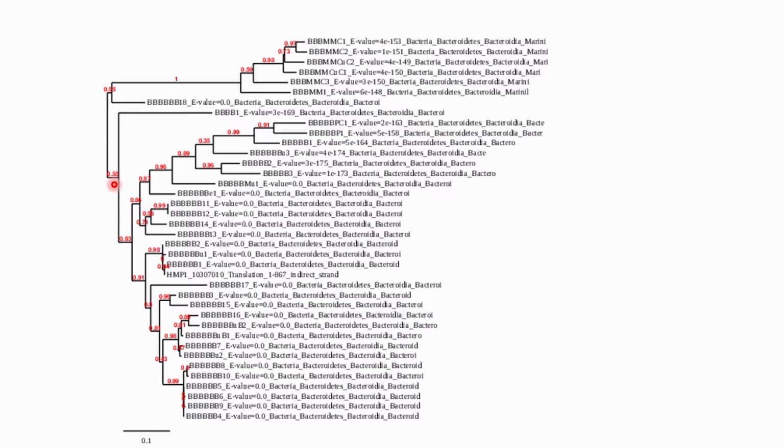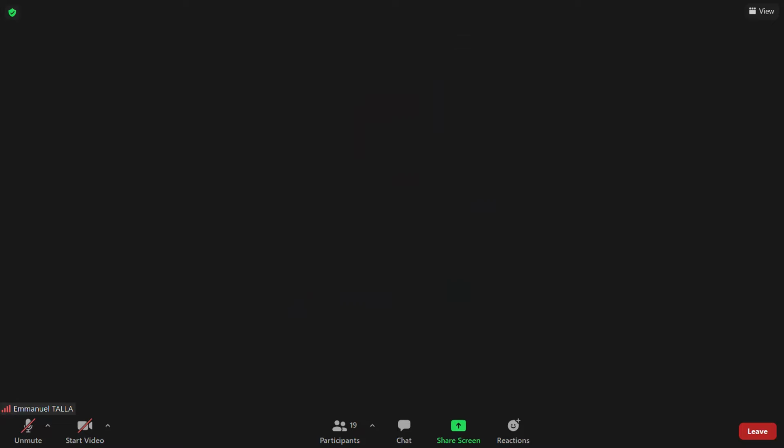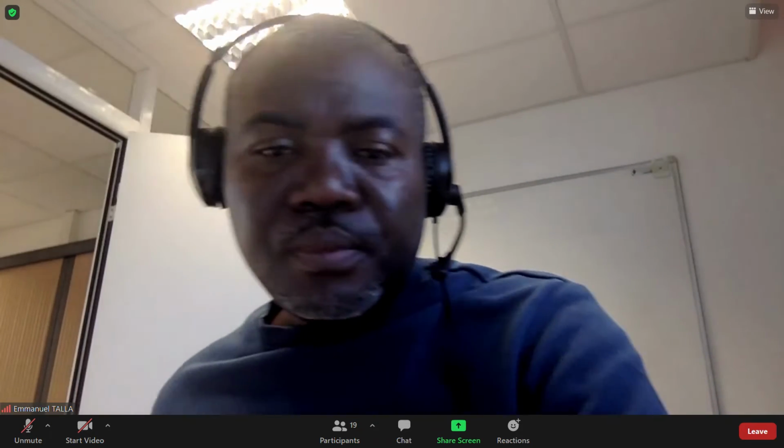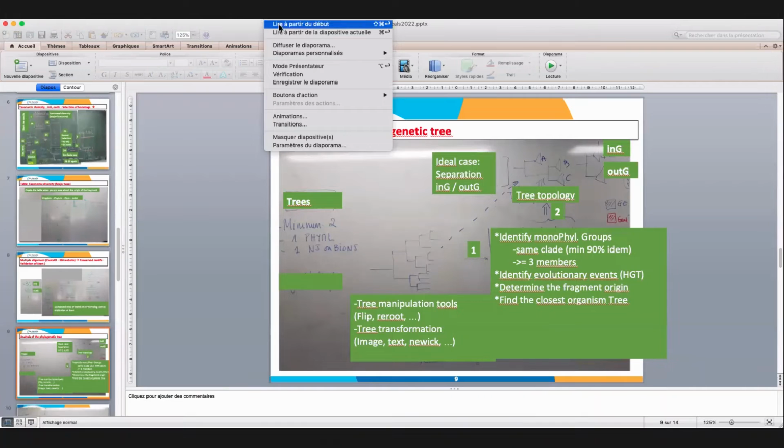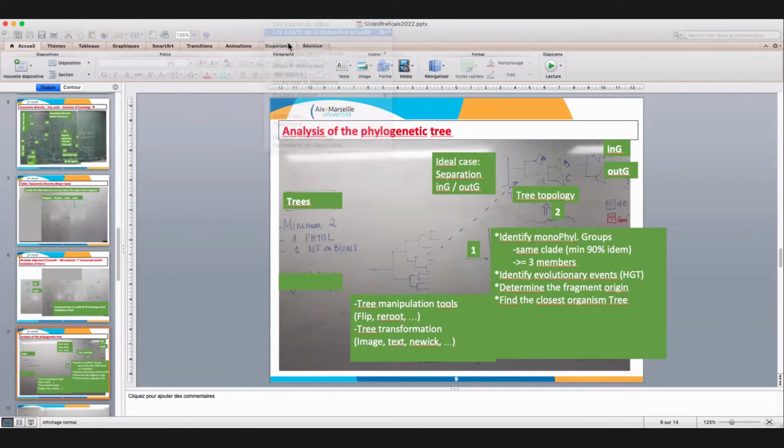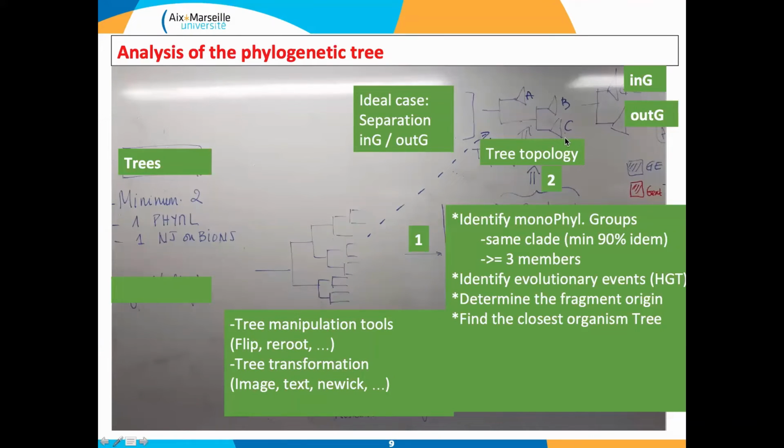So can you stop sharing this, please? And then I will share my screen to continue. Once you get that, you can draw the topology of your tree. So the topology of your tree looks like this.